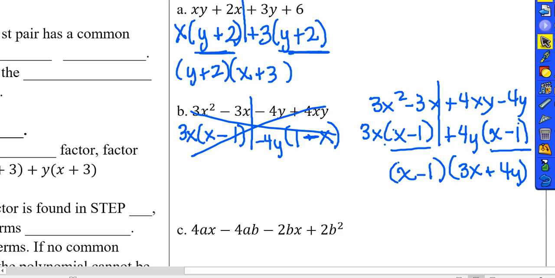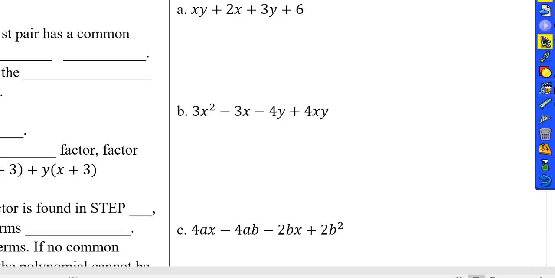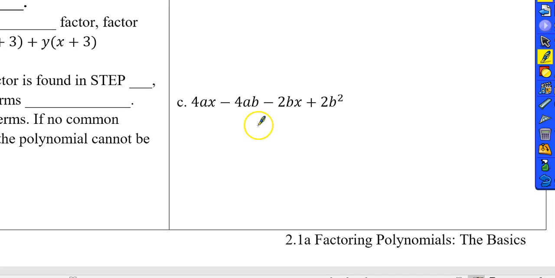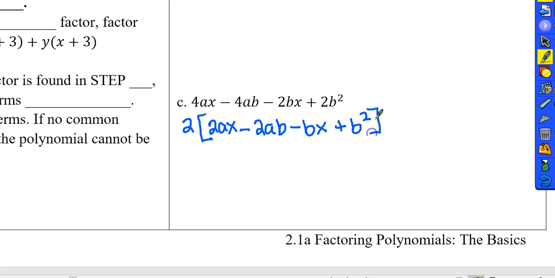So for those of you that are still here, we're going to finish up this problem real quick. For problem C, we do have a greatest common factor of 2, so we're going to factor out a 2. Okay, so we factored out the greatest common factor. So now we're going to factor this remaining polynomial by cutting it in half here.